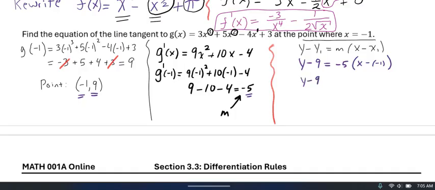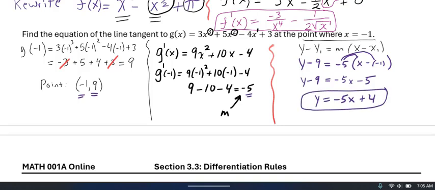plus b form. Let's see, we're going to think about distributing -5 times x, -5 times really a +1, so that'll be -5. And if you add 9 to each side, you should get -5x plus 4. That would be the equation of the line tangent to g of x at the point where x is -1.